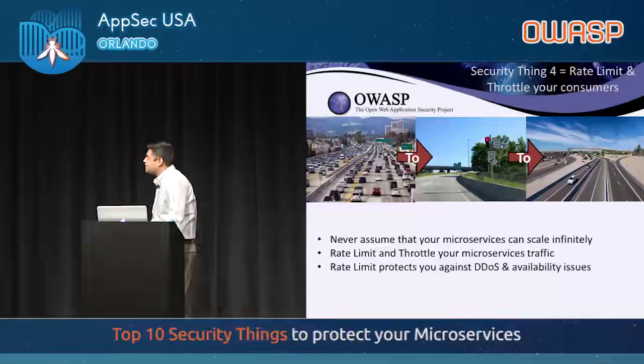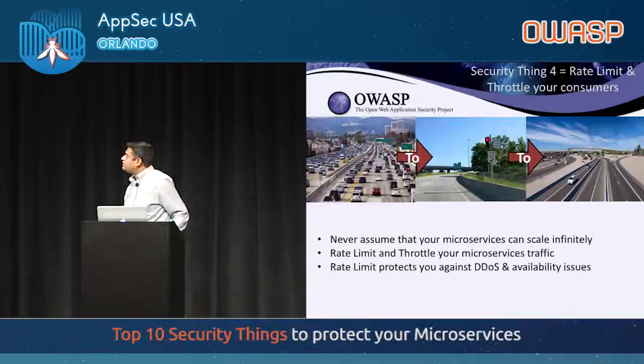So this is a ramp meter. What we have just done is create a ramp meter at the entry to the freeway. And now every car that is coming into my freeway, I'm monitoring it. I'm making sure that only this many cars can enter my freeway at the same time. And what has this done to my traffic? The traffic is really free-flowing. Cars are moving at the speed that they were promised. Similarly, you need to do this for microservices.